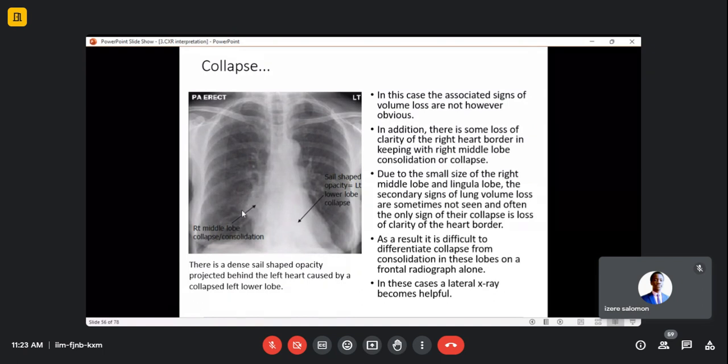That is silhouetting the margin of the heart. But there is also another triangular opacity within the heart here at the base. Can you see? This is the normal heart margin. The normal heart shadow is this, but there is a double shadow here that is somewhat more triangular than normal. This is opacity. So always when you see an opacity like this, think of right middle lobe collapse.